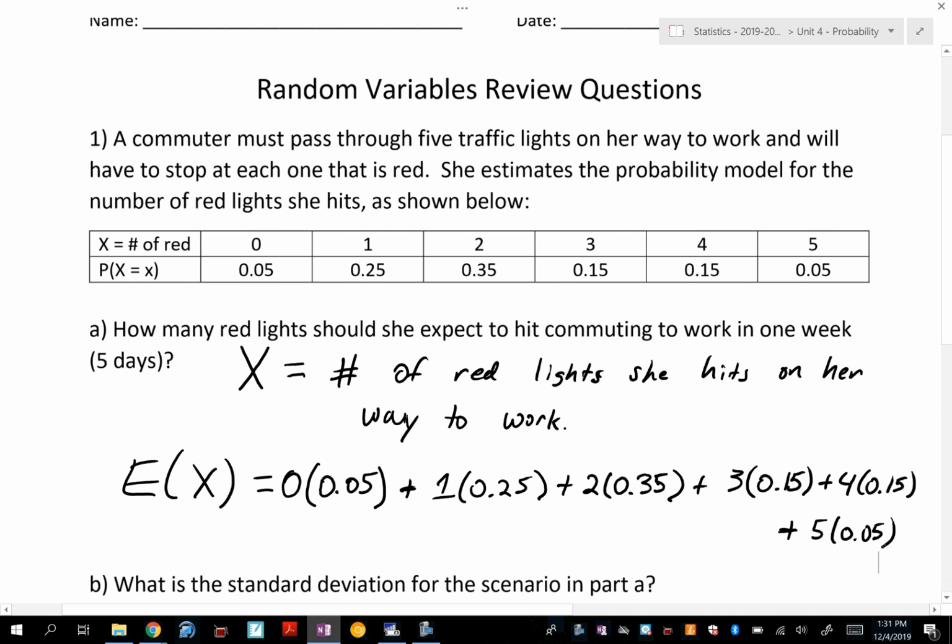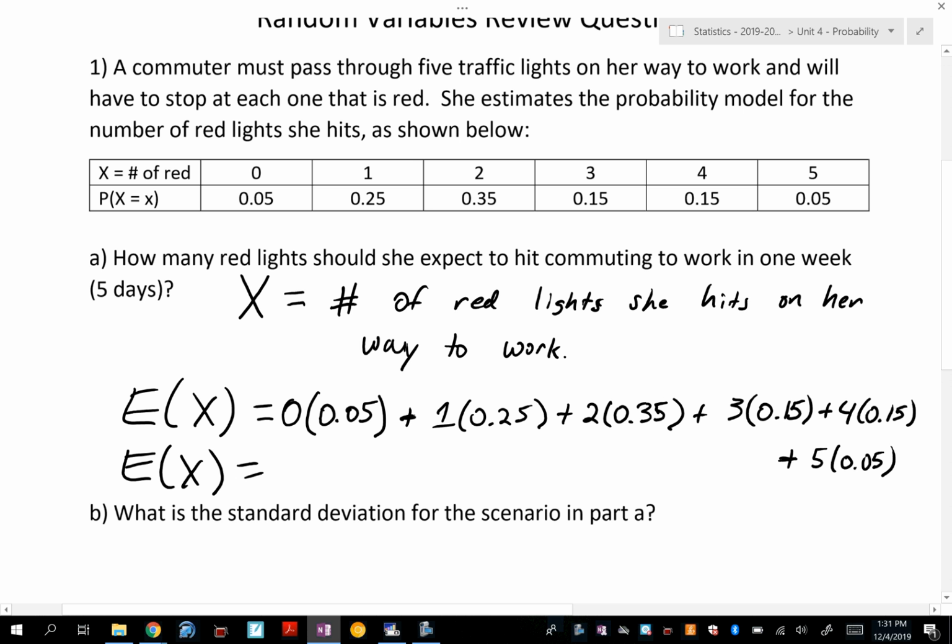Now, if you don't want to type in all these numbers and you just want to use your list 1 and list 2, then go there now, but after you do the work. So we have the expected value for the number of lights that she's going to get stuck behind for 1 day. Excellent. Are there any questions on how to find the expected value for 1 day?